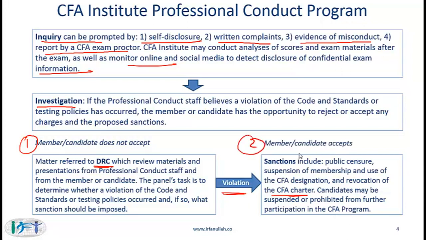The other scenario is that the member or candidate accepts the sanctions, and that is shown right here, and then obviously the sanctions will be imposed.